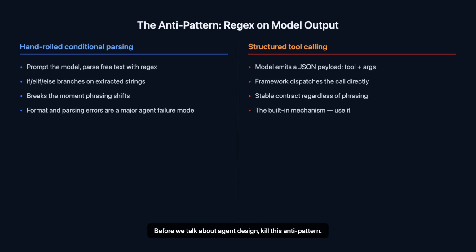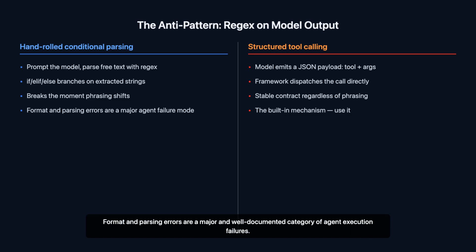Before we talk about agent design, kill this anti-pattern. On the left, hand-rolled conditional parsing. You prompt the model, get free text back, run a regex to fish out an intent string, and branch with if-else logic on what you extracted. It feels clever for about a week. Then the model's phrasing shifts slightly, your regex misses, and the whole pipeline silently routes to the wrong branch. Format and parsing errors are a major and well-documented category of agent execution failures.